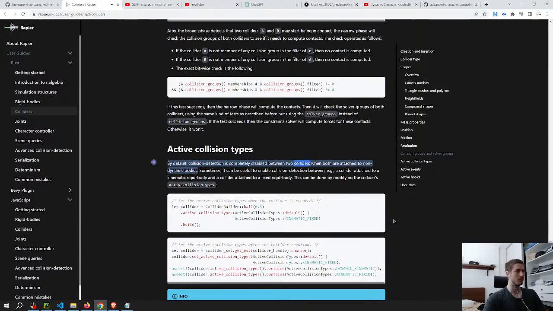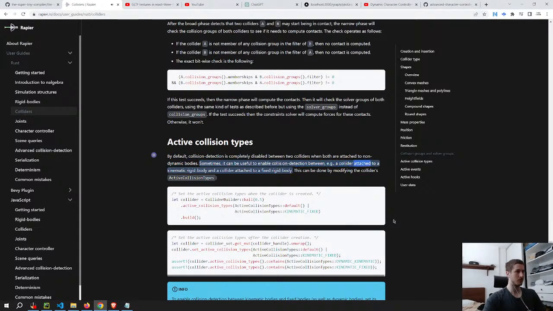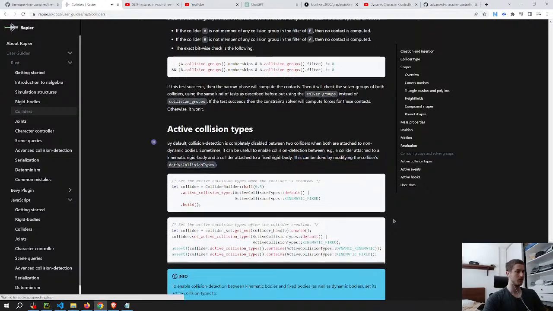Active collision types. By default, collision detection is completely disabled between two colliders when both are attached to non-dynamic bodies. Sometimes it can be useful to enable collision detection between, for example, a collider attached to a kinematic rigid body and a collider attached to a fixed rigid body. This can be done by modifying the collider's active collision types. Set the active collision types when the collider is created.